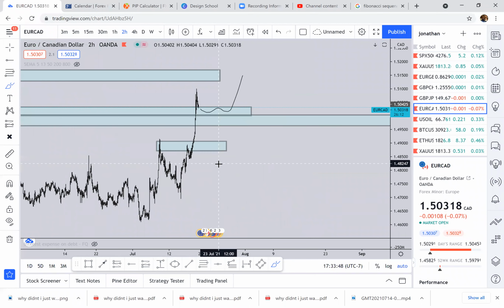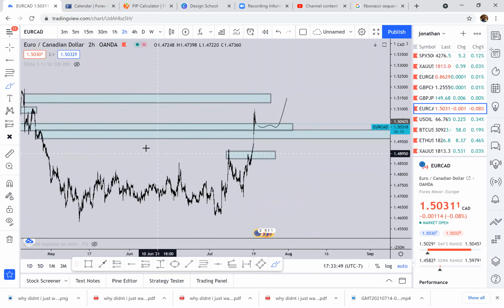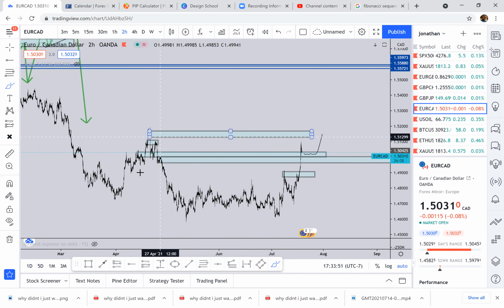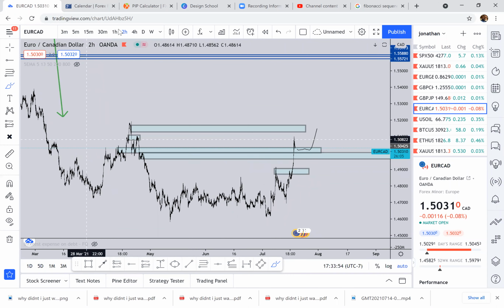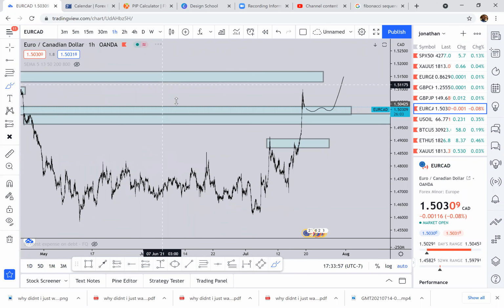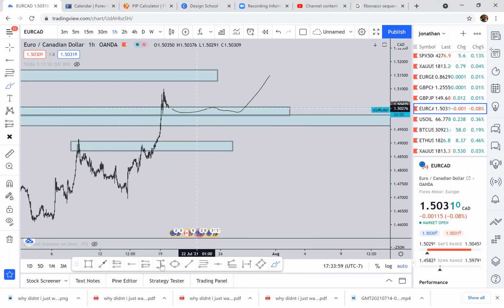So that kind of went off course there, but that's how you guys can use order blocks as support resistance, and understanding that most support resistance are ran off order blocks. The way I like to use them is for entry areas.